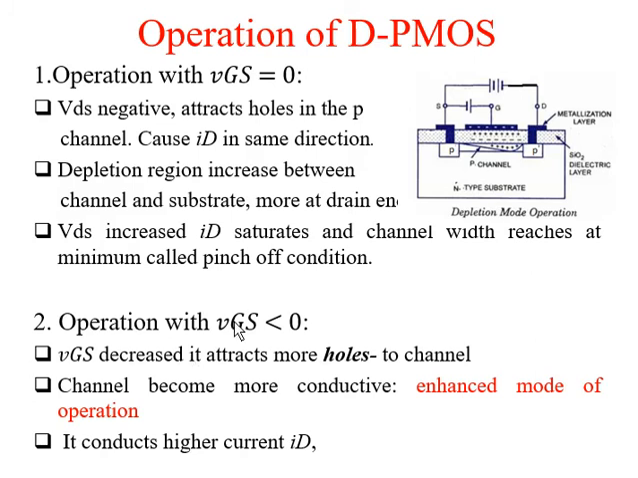The second condition is when VGS is less than 0. If we apply a negative voltage at the gate side, it will attract more and more holes towards the channel. So the accumulation of holes will happen at the channel. The channel is already a p-type material, and the accumulation of holes will again increase the channel strength. So when we apply a small VDS, more and more current flows from source to drain. That means the ID current increases.